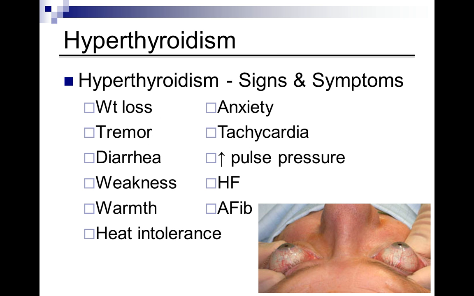The signs and symptoms of hyperthyroid are pretty classic. They are all signs of a ramped up metabolic system. So we see patients who have weight loss and tremor. They may have GI upset like diarrhea. They may complain of weakness or warmth or heat intolerance. They can have anxiety, tachycardia, a widened pulse pressure, and in extreme cases they can go into atrial fibrillation or heart failure. Here we have a picture of proptosis, which is more specific not just for hyperthyroidism, but usually the hyperthyroidism of Graves' disease.